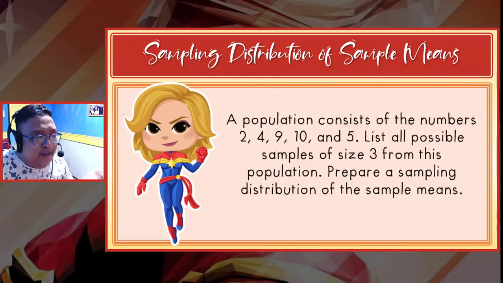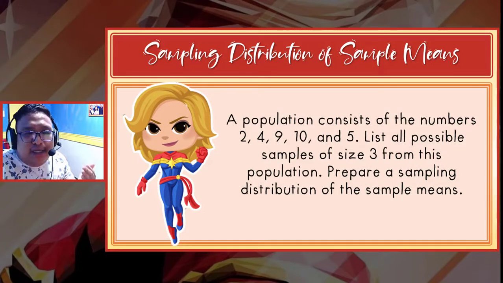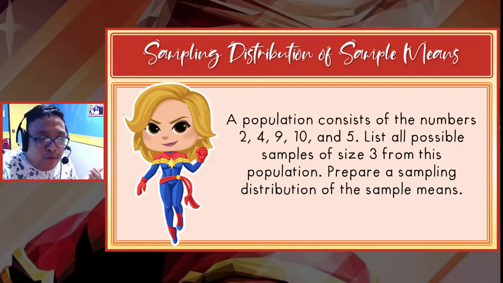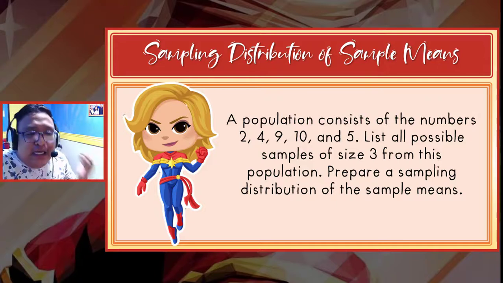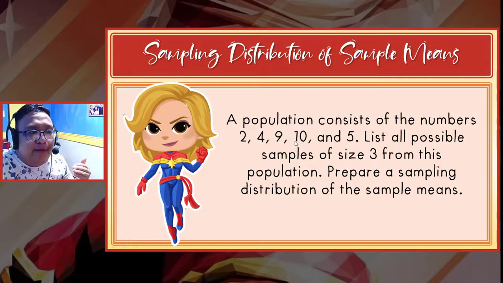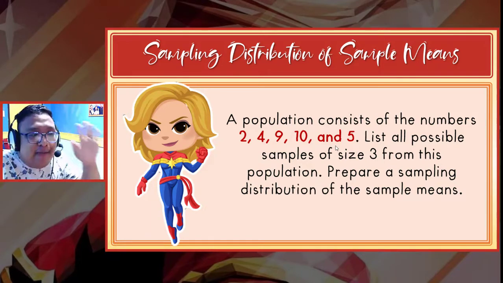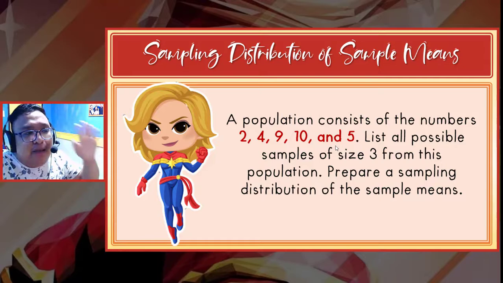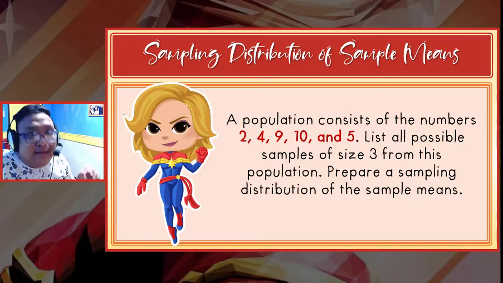So let's take for example, a population consists of the numbers 2, 4, 9, 10, and 5. List all possible samples of size 3 from this population. Prepare a sampling distribution of the sample means. Ang ibig sabihin nito, meron tayong population, and that is 2, 4, 9, 10, 5. Ilan lahat yan? So we have 5. May 5 tayong members ng population.